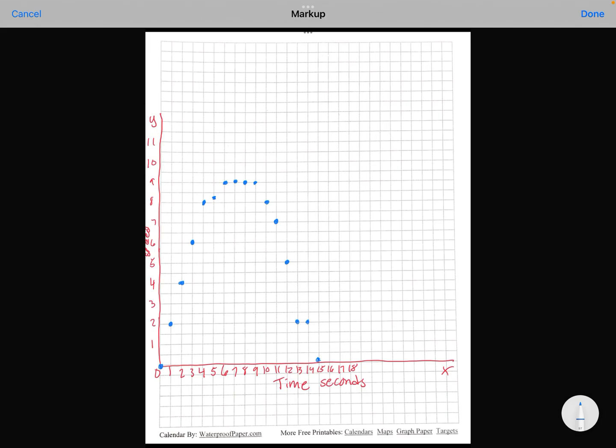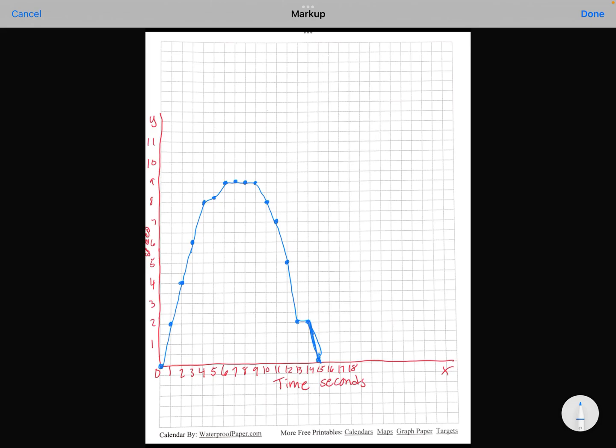So I'm going to connect all of my dots, just like so. And that is the way my graph is supposed to look right here. There we go. Okay, now we can interpret our graph by using the questions and seeing how to answer them correctly. Question number 1: what was the average speed of the ball as it rolled down the hill?